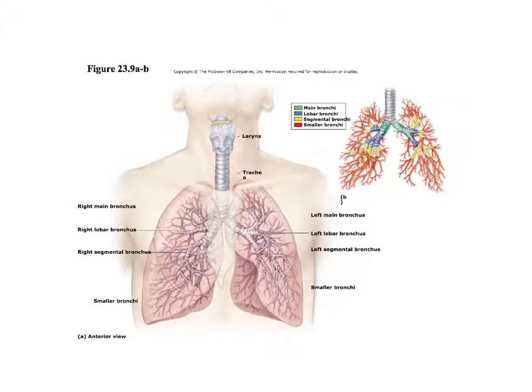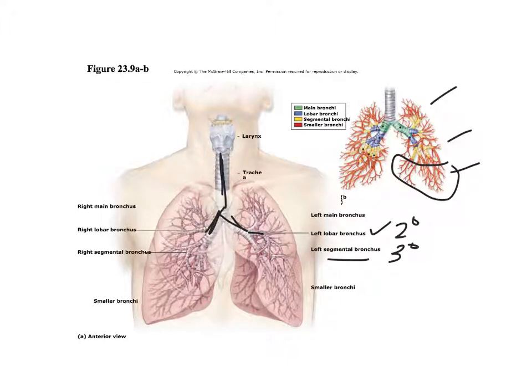If we look here, this is trying to show you how the bronchi divide. Here's the trachea, primary, main bronchi. Then they subdivide into lobar, which we used to call secondary, and then segmental, which are the tertiary. Up here they show them in different colors, so it looks like a tree. There's right and left, the lobar, the segmental, and then these smaller ones don't get names.